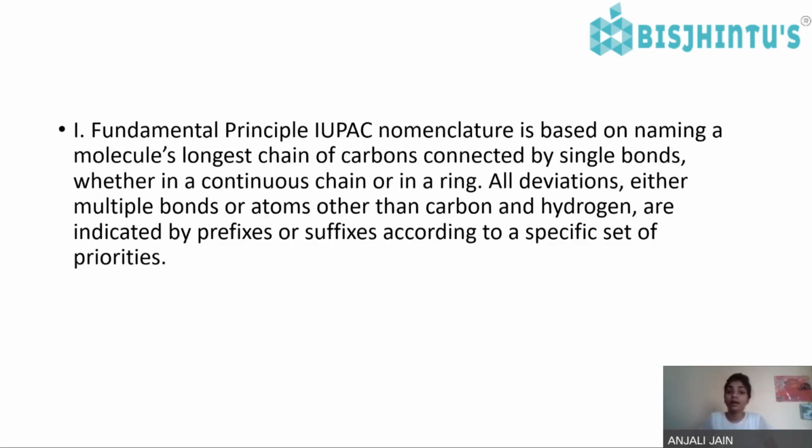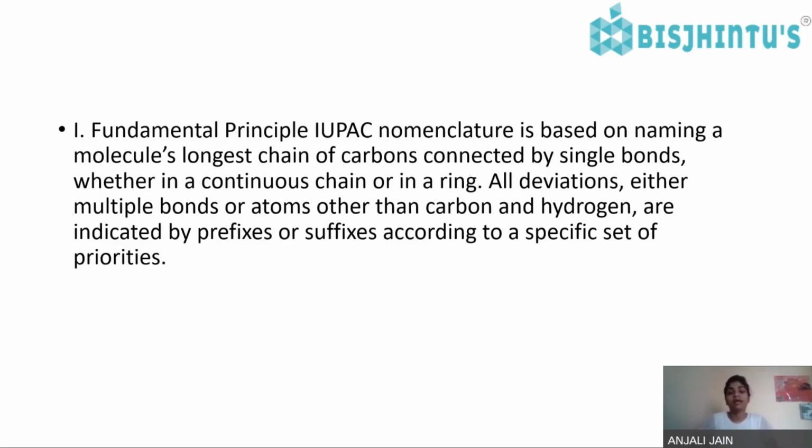The fundamental principle of IUPAC nomenclature is based on the molecule's longest chain. The molecule's longest chain of carbon is connected by single bonds, whether in a continuous chain or in a ring. So if I have a 6-membered ring, I'll call that hexane. All deviations, either multiple bonds or atoms other than carbon and hydrogen, are indicated by a prefix or suffix.